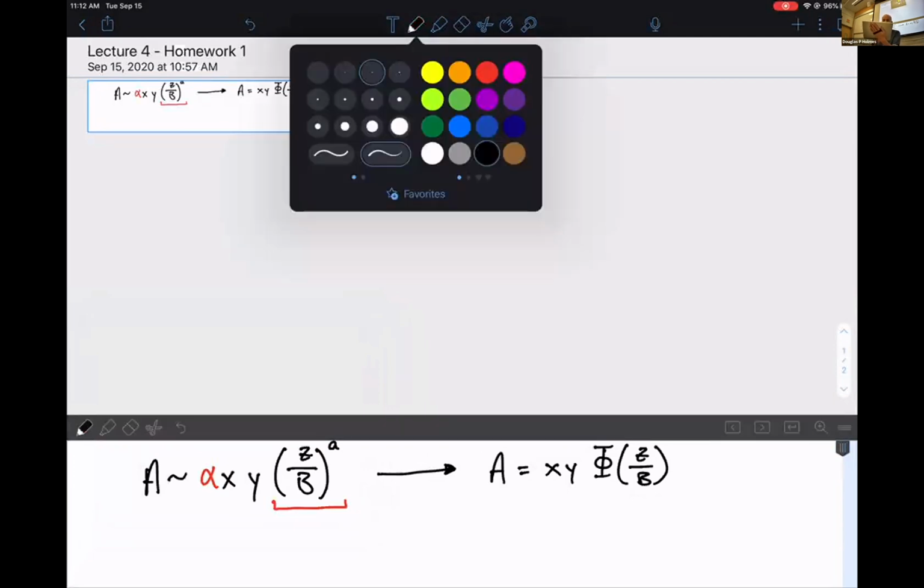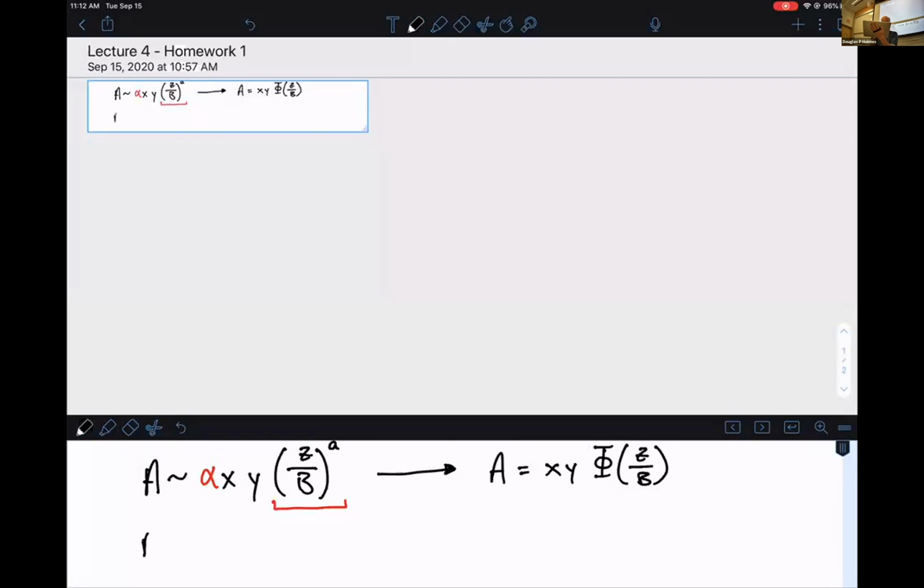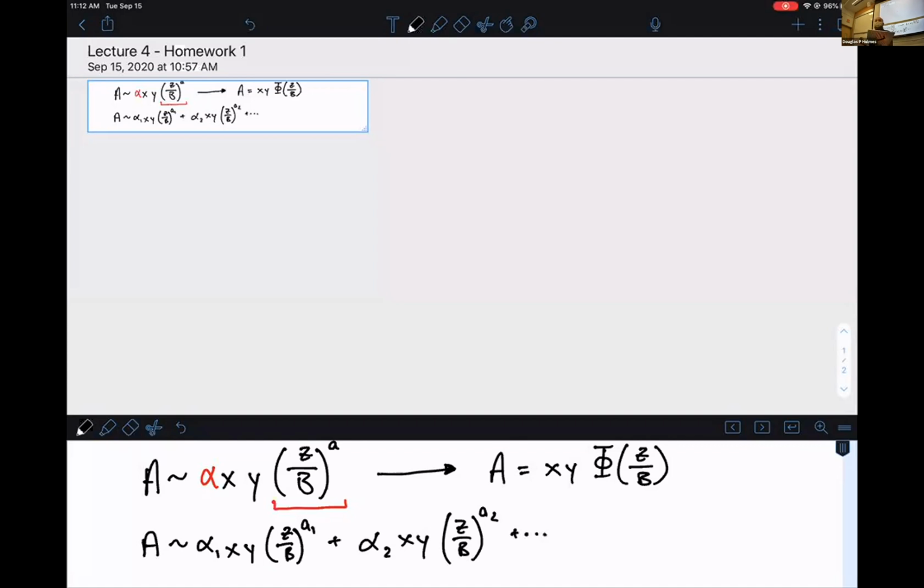So the things in red, because it's dimensionless, there's no reason why we can't simply say a different solution would be alpha 1 XY Z over B to the a1 plus alpha 2. Those are all equally valid because we don't have any reason to say that it's just one term. It could simply be two terms. And nothing has really changed because all we've done here is think about this dimensionally. And dimensionally, this top line is exactly the same as this bottom line.